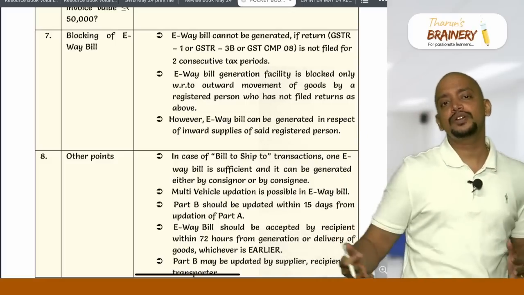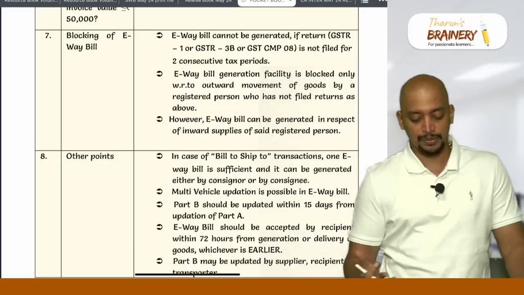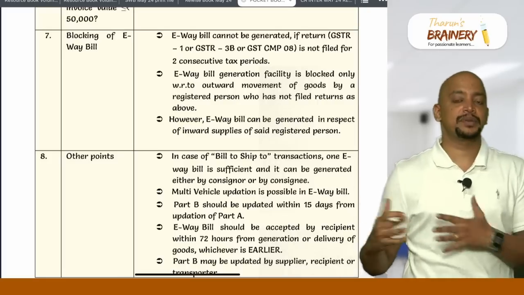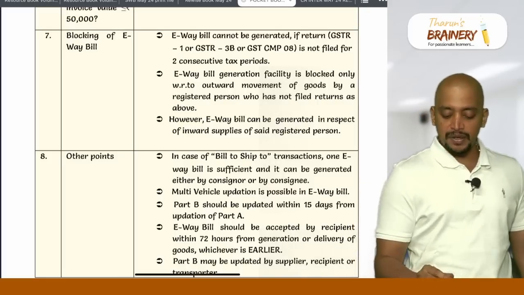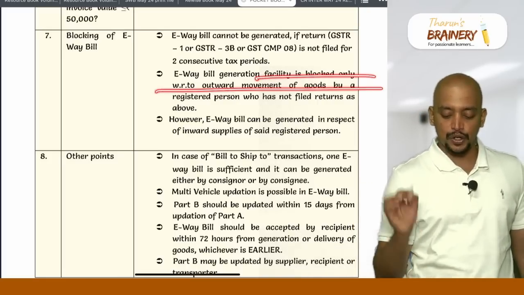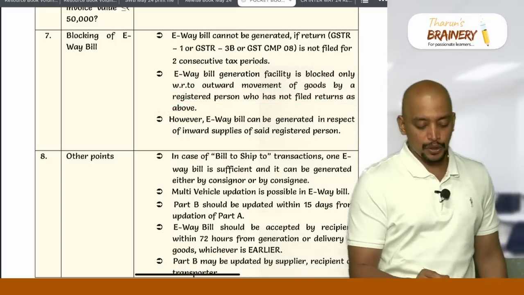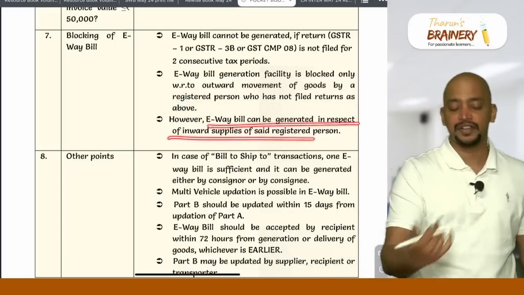With respect to their outward movement only, e-way bill is not possible, and that e-way bill cannot be generated by transporter, supplier, recipient or any other person. So e-way bill generation facility is blocked only with respect to outward movement of goods by a registered person who has not filed returns as above. However, e-way bill can be generated in respect of inward supplies.